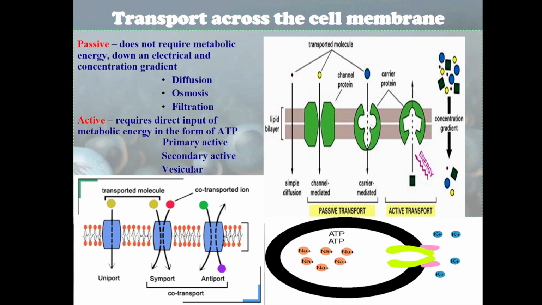Facilitated diffusion occurs down an electrochemical gradient like simple diffusion. It also does not require metabolic energy and therefore it is passive, but in comparison to simple diffusion, it is more rapid. So the rate of diffusion is much higher than the rate of simple diffusion, and it is carrier mediated.